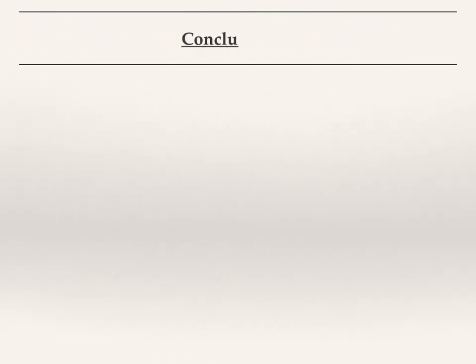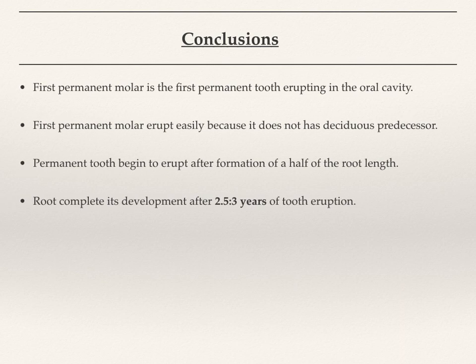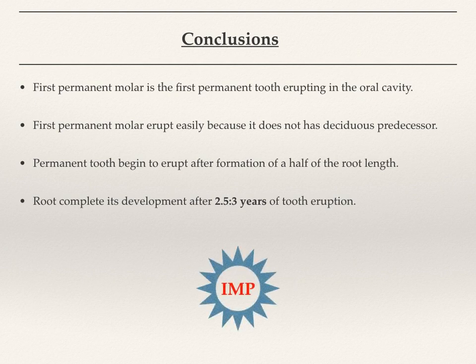What is the conclusion of eruption of permanent teeth? The first permanent molar is the first permanent tooth erupting in the oral cavity. The first permanent molar erupts easily because it does not have a deciduous predecessor. Permanent teeth begin to erupt after formation of half of the root length, and the root completes its development 2.5 to 3 years after tooth eruption.